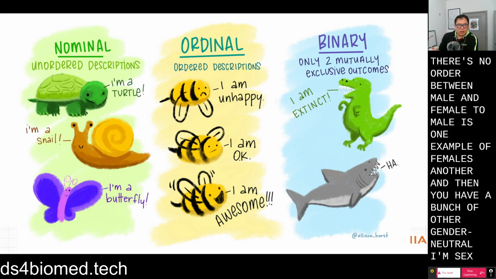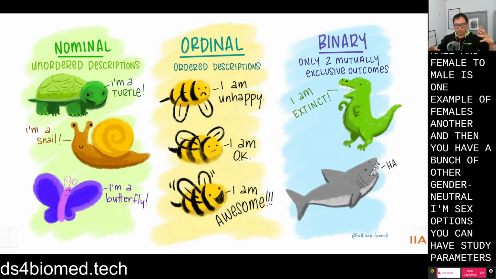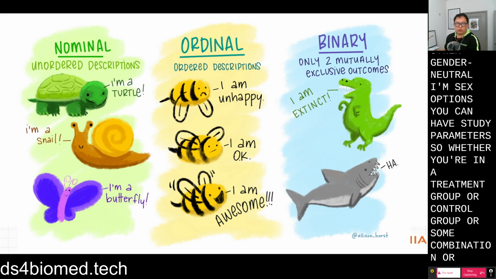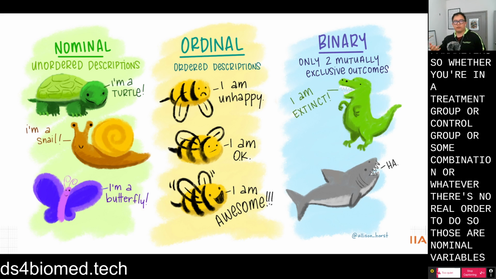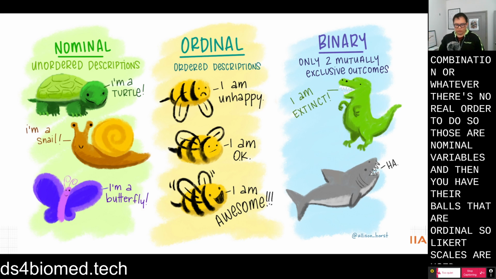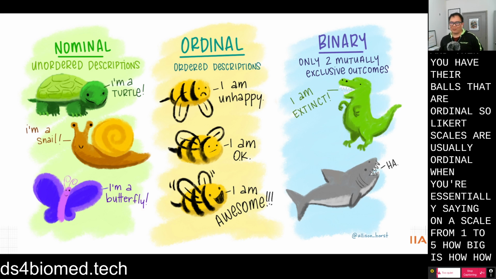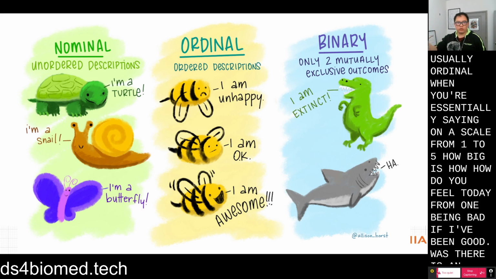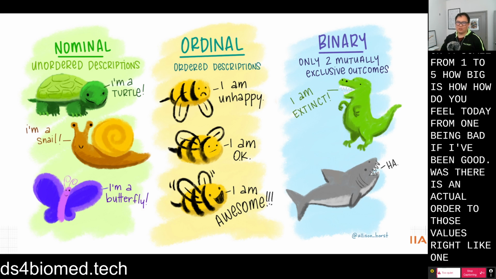sex options. You can have study parameters. So whether you're in a treatment group or a control group or some combination or whatever, there's no real order to those. So those are nominal variables. And then you have variables that are ordinal. So Likert scales are usually ordinal when you're essentially saying on a scale from 1 to 5, how do you feel today, from 1 being bad and 5 being good? There's an actual order to those values, right? Like 1 is less than 2 is less than 3.